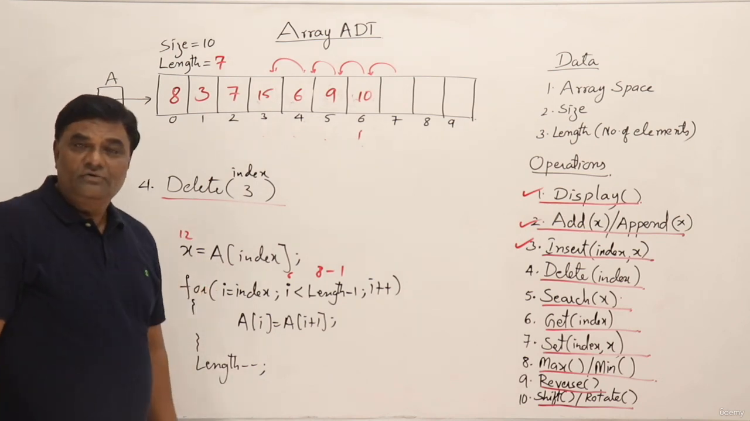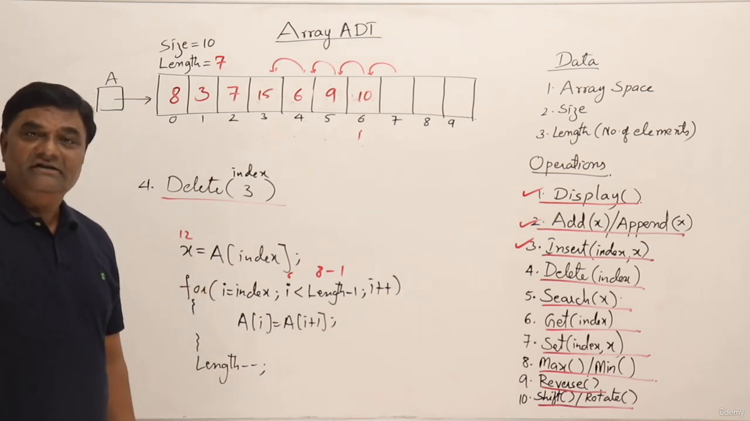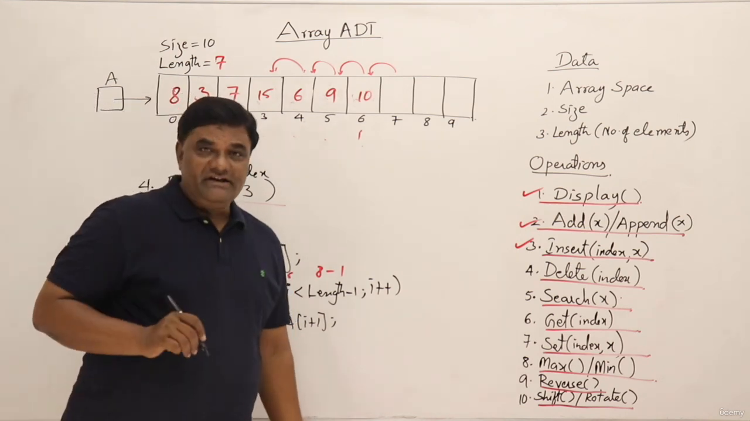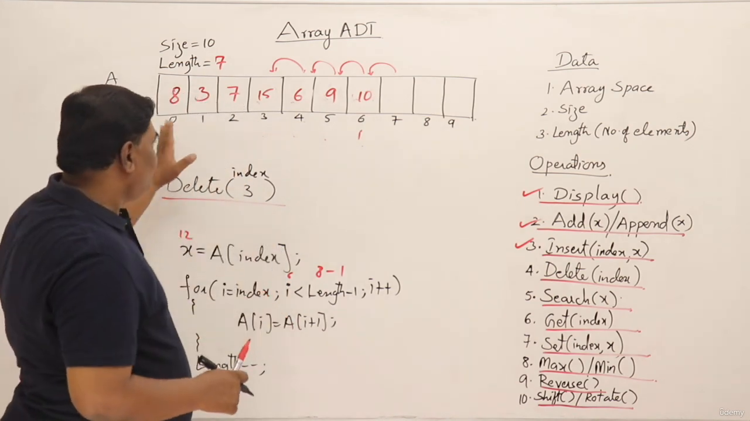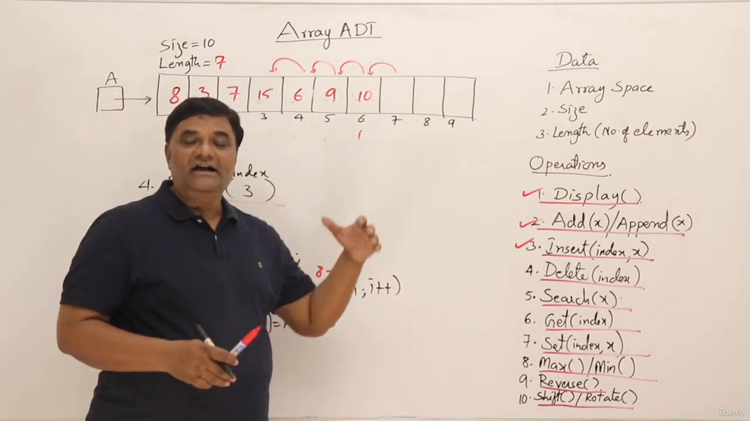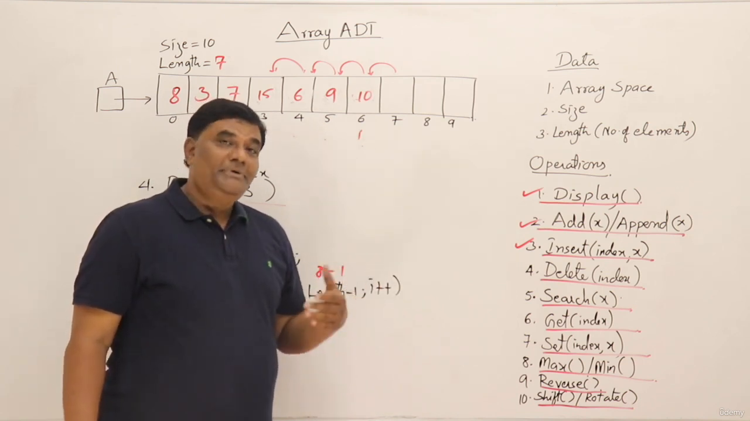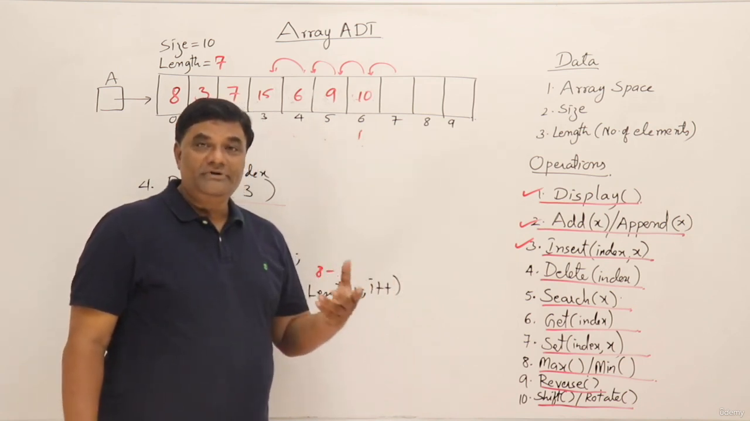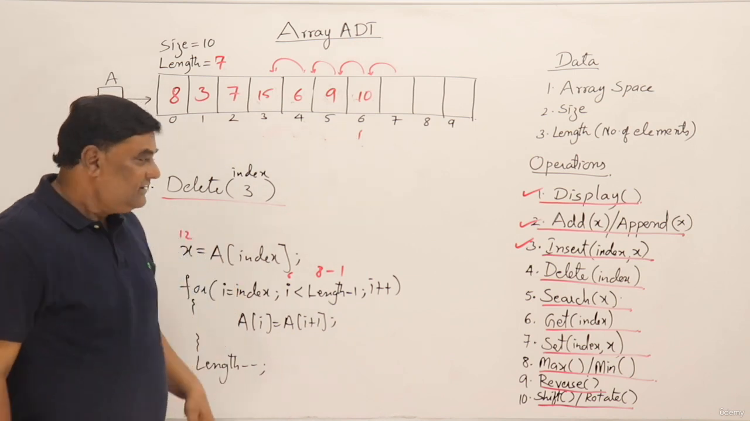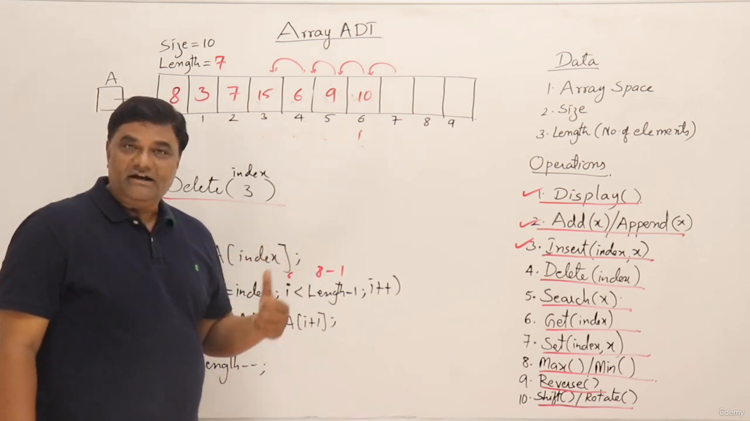So this is the pseudocode for deleting an element from a given index. Now one more thing we should take care of is that the index should not be out of range. Like I have only 8 elements and I am giving index as 10 or 12. It should not go beyond the length of the array. So that you have to take care of. We'll be doing that when we write the program.